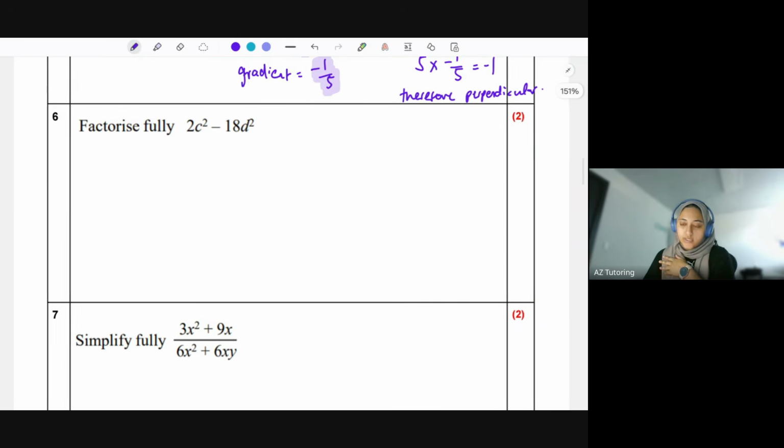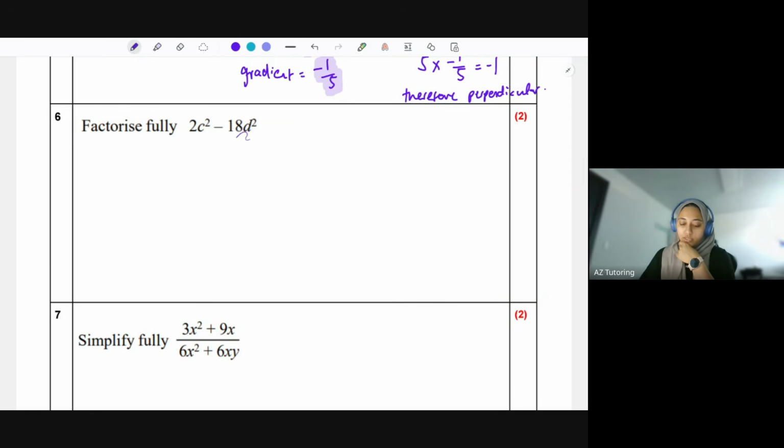Let's have a look at question 6. It says factorize fully this here. So let's see if there are any numbers or letters common in both of these. Both 2 and -18 go into 2, so I can pull a 2 out. And I don't have any common letters because I've got a c in the first one and a d in the second one. So let's start the brackets. 2 times something gives me 2c squared, that's just c squared. 2 times something gives me -18d squared, so that's just -9d squared.